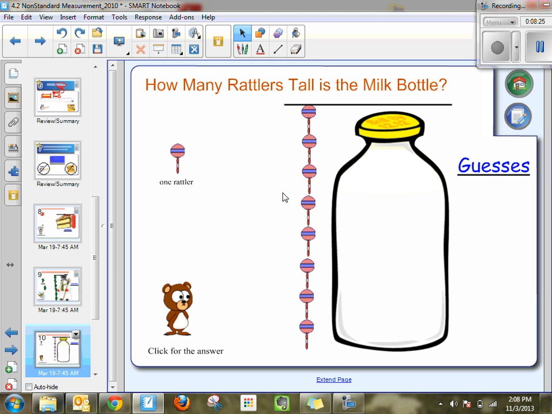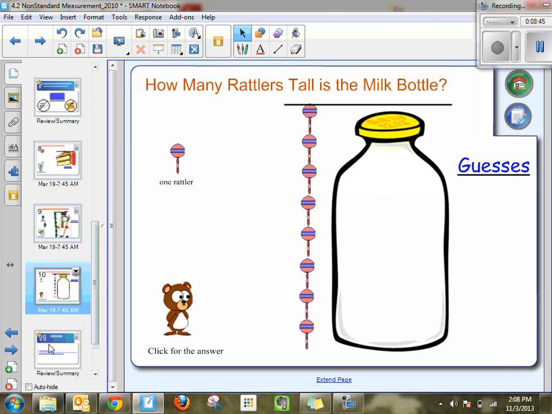So how was your guess? Did you guess 5? Did you guess 10? Were you close? So again, this is another example of how we can use these non-standard units to measure items. So that's going to wrap up today's lesson.